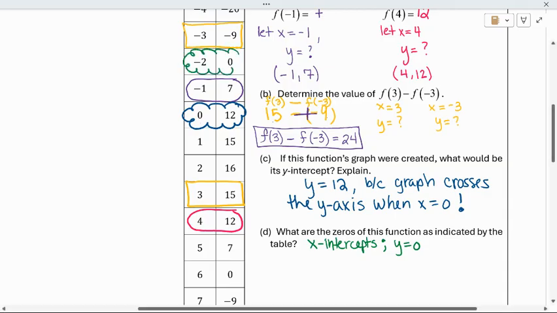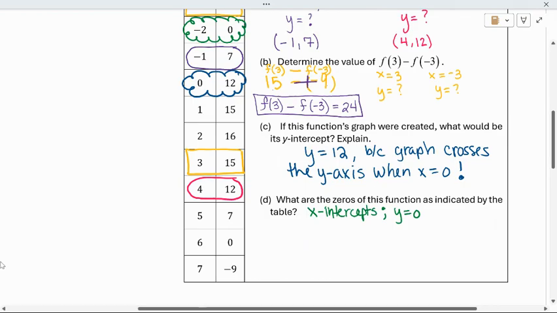So what are the places where y equals 0? Well, y equals 0 when x is -2. And y equals 0 when x is 6. So my x-intercepts are x equals -2 and x equals +6. And we could write those as ordered pairs: -2, 0, and 6, 0.